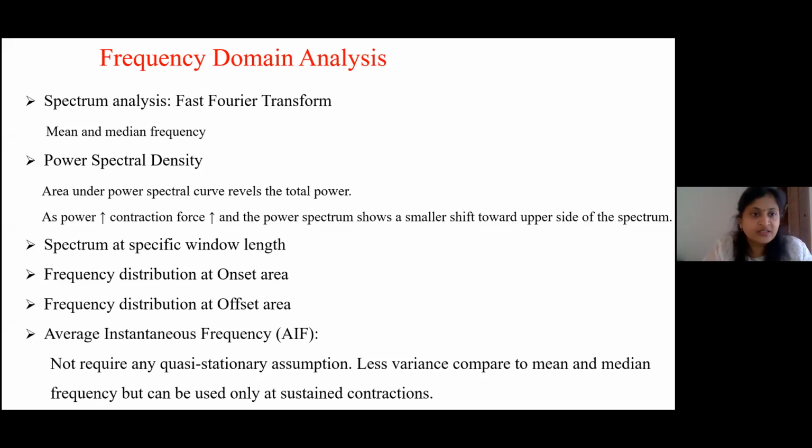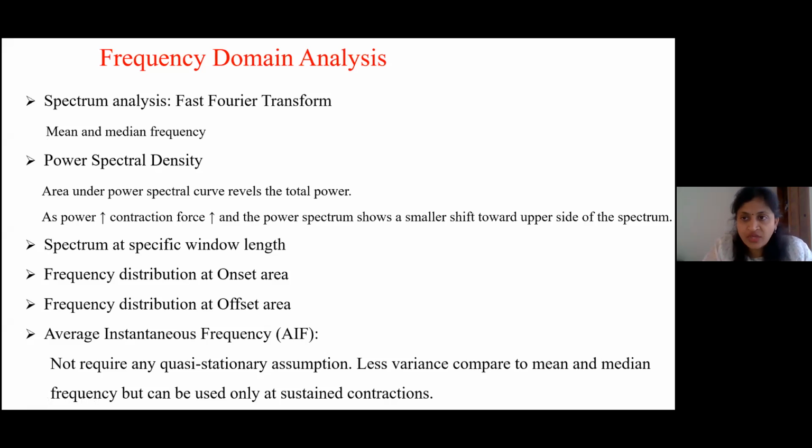Frequency domain analysis we can do by using the fast Fourier transform, or the oldest method, by using the FFT. Here you can analyze the mean frequency, median frequency, as well as power spectral density. Most researchers do the power spectral density analysis as well. The area under the power spectral curve reveals the total power contributed by your muscle. As power increases, contraction force increases, and the power spectrum shows a small shift towards the upper side of the spectrum. So this is the power spectral density.